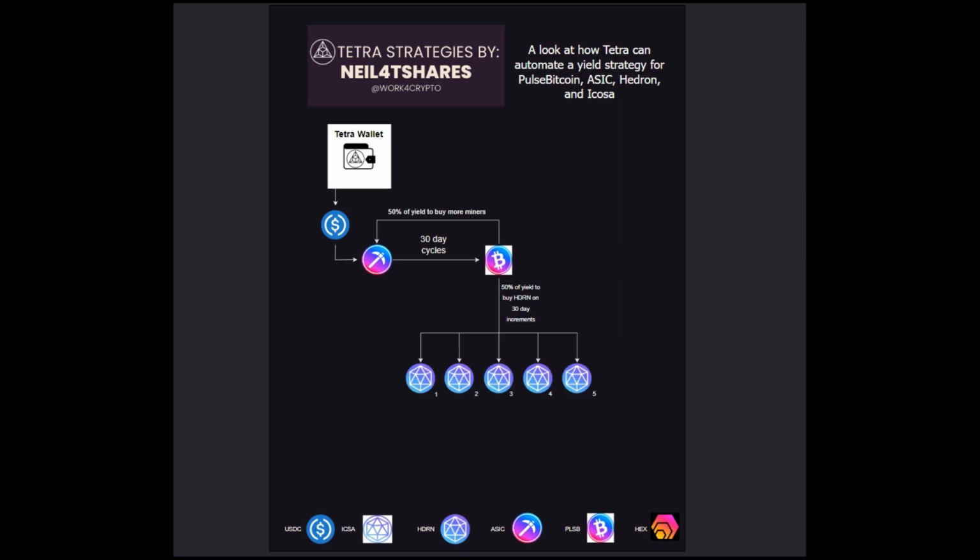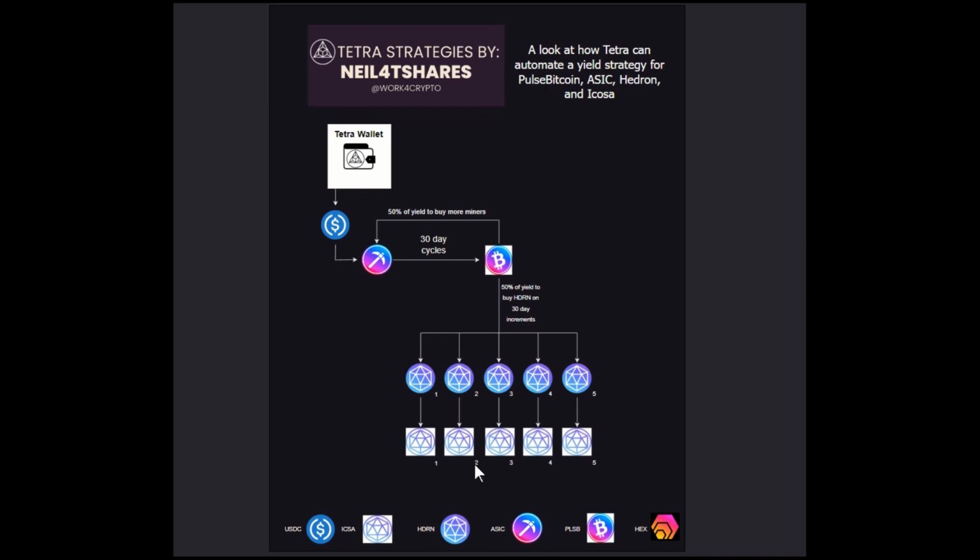Next, I'll take the other half, and I've decided to purchase Hedron and stake it in the Hedron protocol. Now, each one of these Hedron stakes represents a 30-day cycle from the Pulse Bitcoin yield. And so, in the way Hedron works, if you're not familiar with it, if you stake it, it produces Icosa.